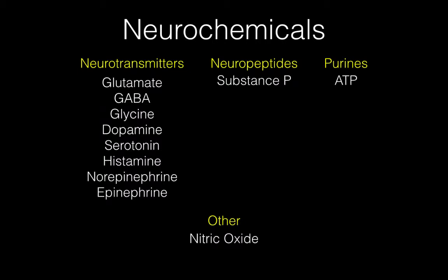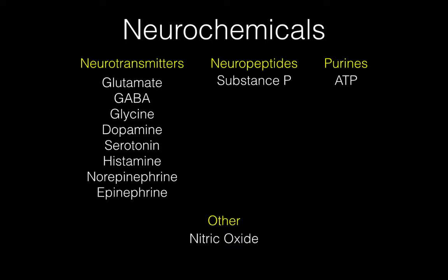What do I mean by neurochemicals? Well, these are mainly chemicals, molecules that have major actions in the nervous system, whether in the peripheral nervous system or the central nervous system. We will focus this week on neurotransmitters, which are small molecules, and the major ones you need to be concerned with are glutamate, GABA, glycine, dopamine, serotonin, histamine, norepinephrine, and epinephrine.